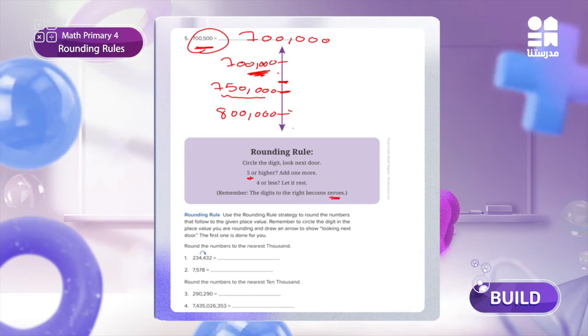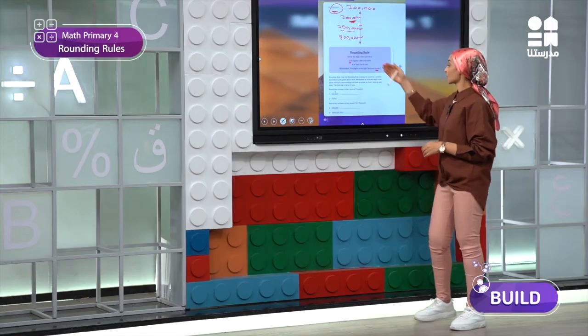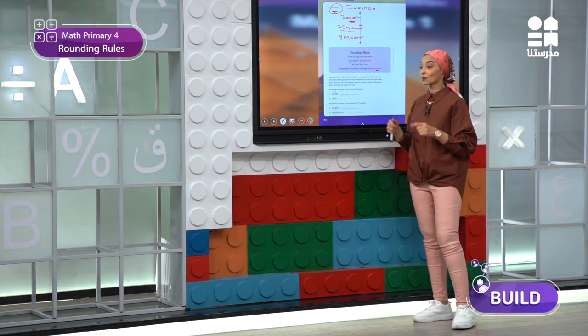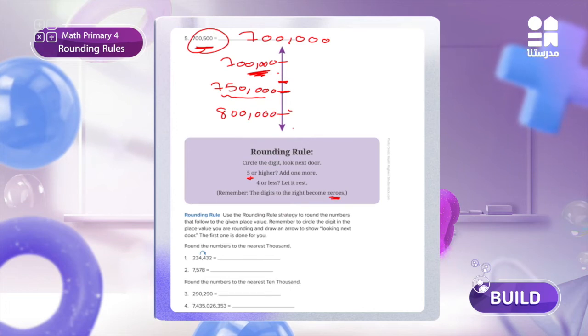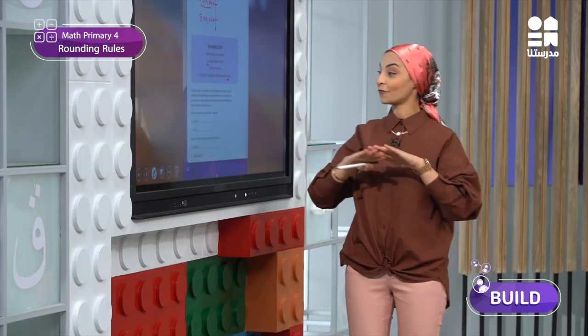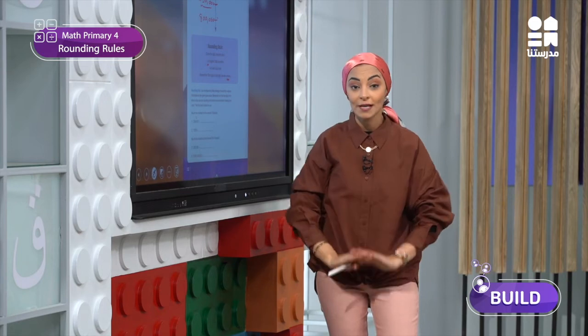What does all this mean? I will explain everything I said while we do the examples, but you should know these steps. I will say it again. First of all, circle the digit. Look next door. If I find 5 or more, add 1 more. If I find 4 or less, I will keep the digit as it is.